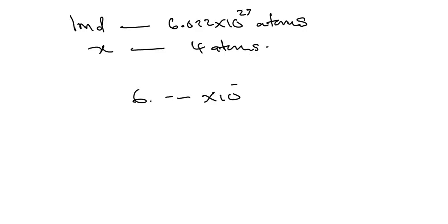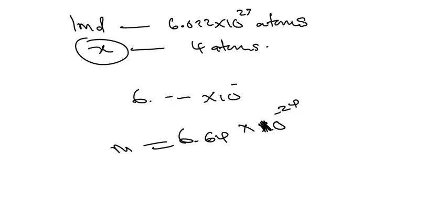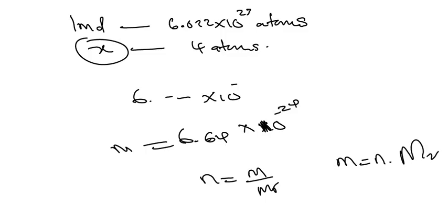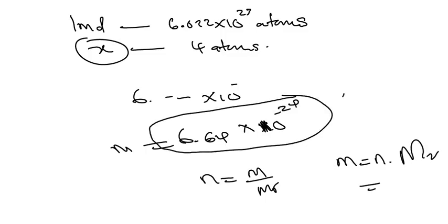Yeah, my answer here was 6.64, the moles, times 10 to the power negative 24. These are the moles that I got from here when you cross multiply the value of x. So now we know number of moles is mass over molar mass. So we're looking for mass, so we'll multiply the number of moles and the molar mass.